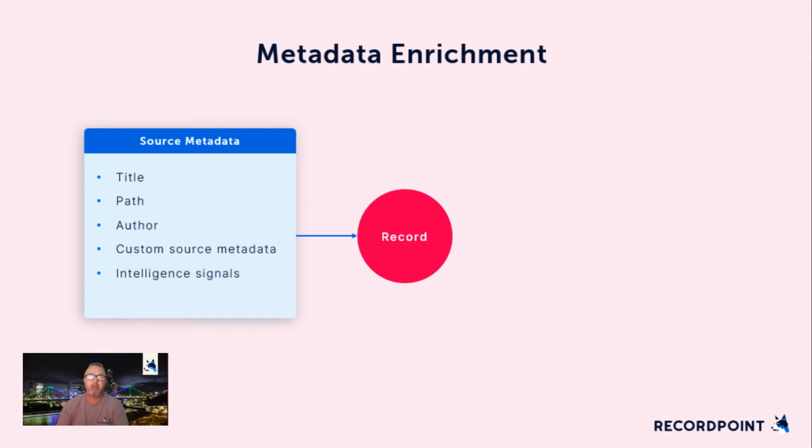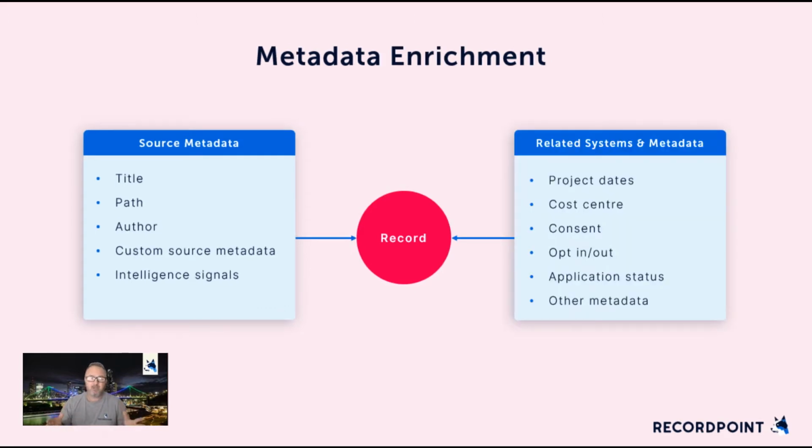There's also other regulations where you're required to add additional metadata to items that may not necessarily be available inside those source systems. Let's talk a little bit about that. So certainly, if we look at the traditional record, we've got a bunch of details there about the file path, the title, the author, all of the source data that comes from the custom system, and any intelligence signals that we might pull through, like classification, intelligence, etc., to help classify that object. But we're actually talking about systems that are outside of those source systems.